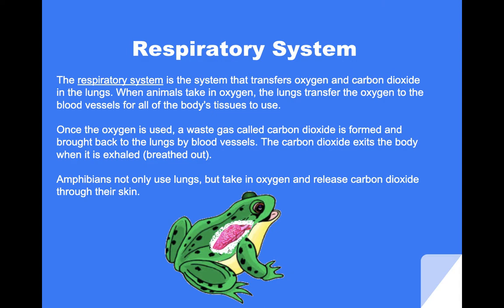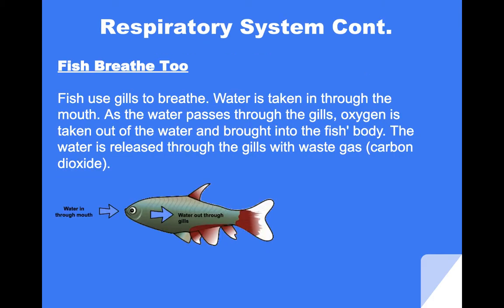Amphibians not only use lungs, but they also can release carbon dioxide through the skin and bring in the oxygen through there. And don't forget, amphibians might have gills when they're first born. Fish have gills the whole time. The rest of the vertebrates breathe within their lungs.